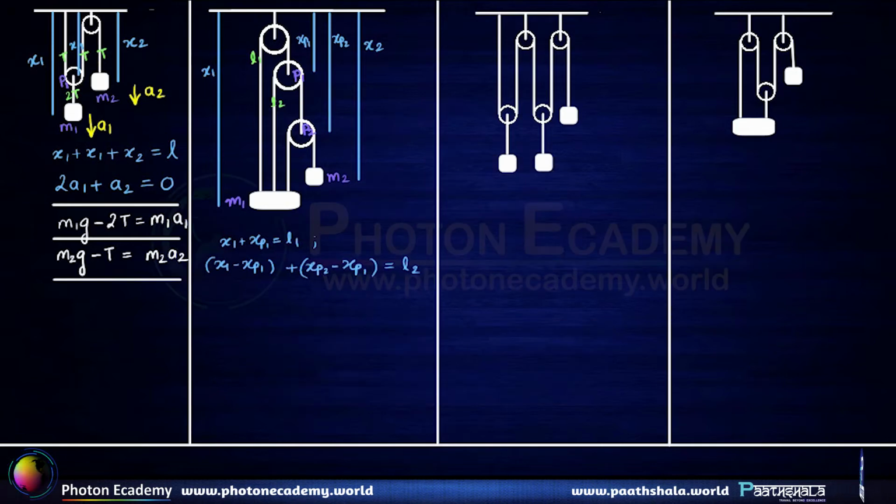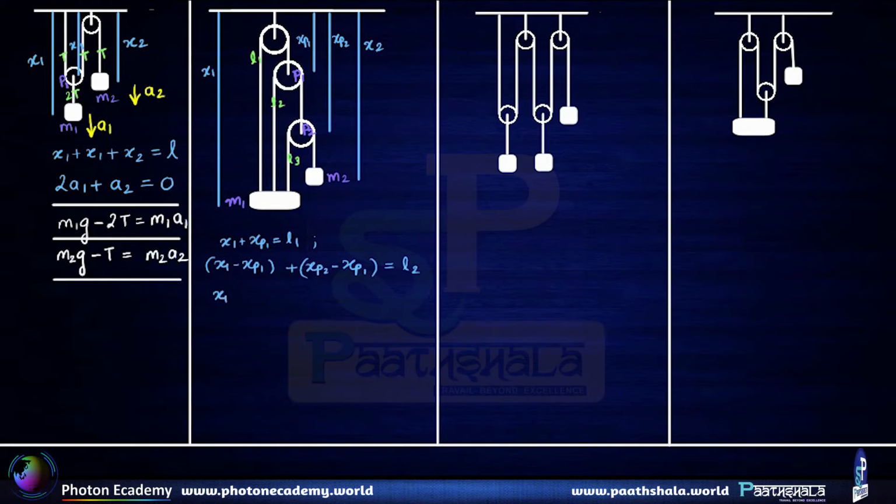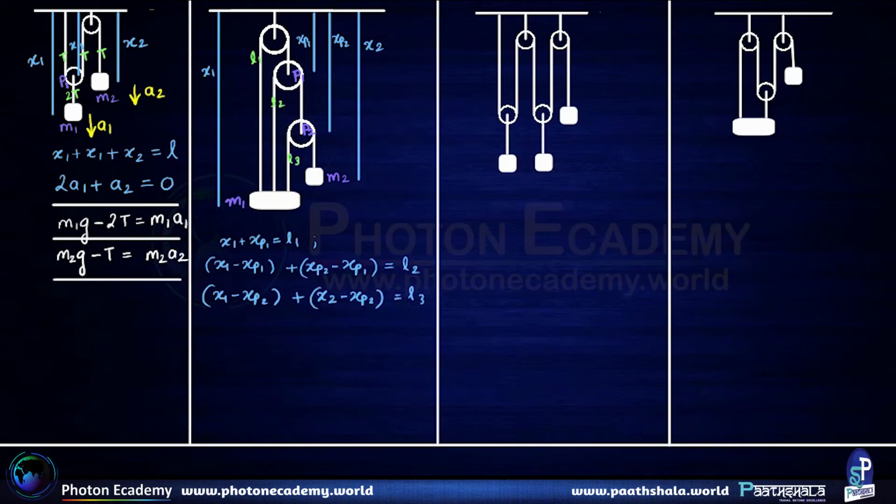Now for string 3, this is string 3 with its length being L3. So the length of string 3 happens to be x1 minus xp2 plus x2 minus xp2, equal to the length of string 3, L3.